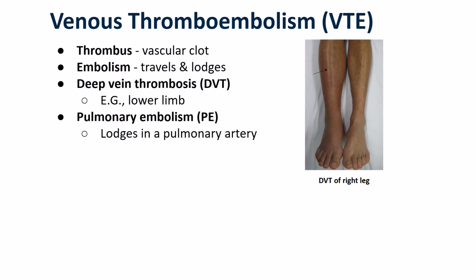Now, sometimes things go wrong. And within the context of the cardiovascular system, one might have a clot. So we call these thrombi, singular thrombus, and a thrombus is a clot inside a vessel, so a vascular clot.